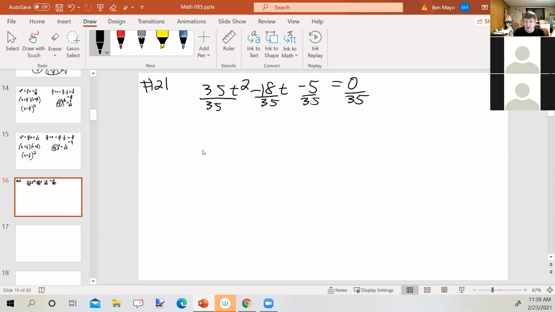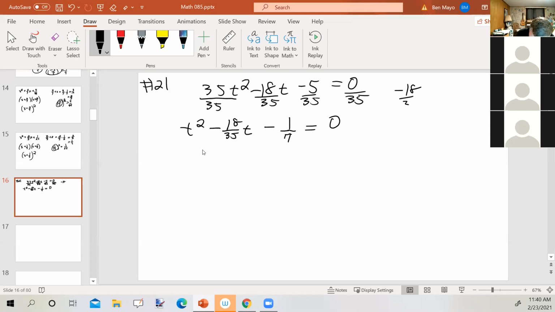Okay, so now I get t squared minus, well, let's see, can I reduce negative 18 over 35? 35 is 5 times 7. Neither one of those go into 18, so this is going to stay negative 18 35ths t, and then minus 5 over 35 reduces to 1 over 7 equals 0. Okay, so the first step, we divided by the leading coefficient. Any questions there?